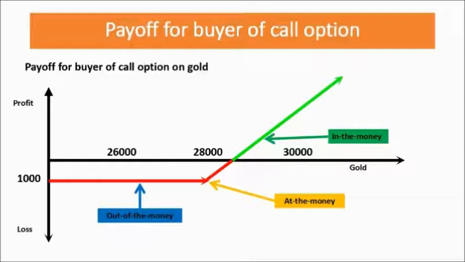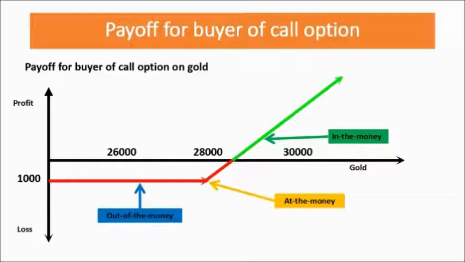Now we will imagine that the gold price has gone to 30,000, and the buyer of this call option has a right to buy at 28,000. So in this scenario, what happens? If he exercises his right of buying at 28,000, he is going to make a profit. If that scenario arises, it is called an in the money option, meaning the option is in green. That means he is going to receive cash or a profit out of it. It's called an in the money option.